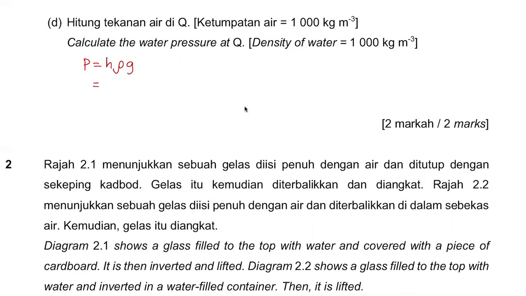49,050. Yeah, correct. 5 times 1,000. Then we use G 9.81. So the answer is, okay, correct. All right.